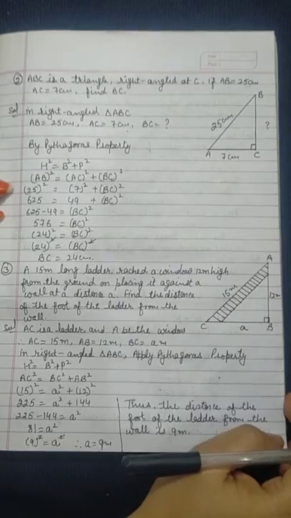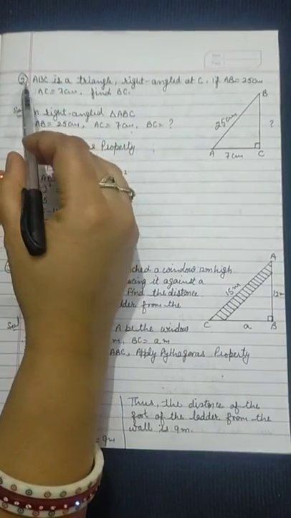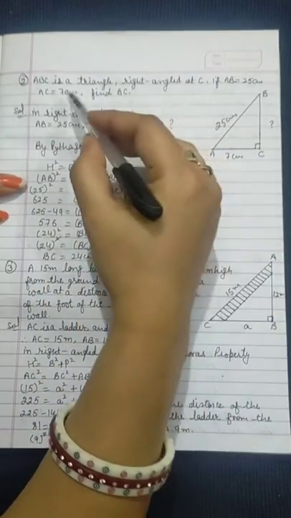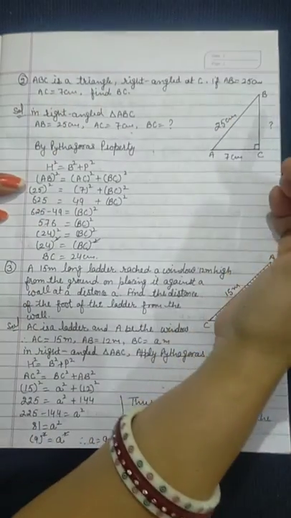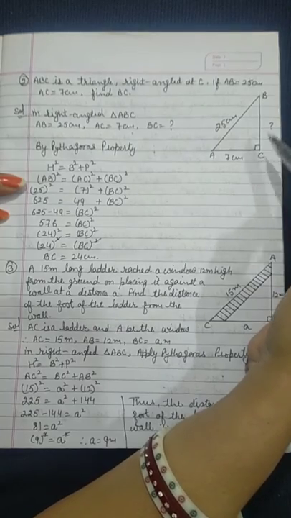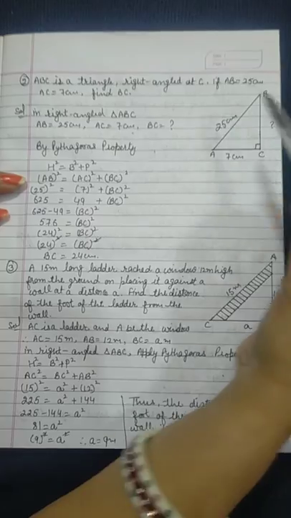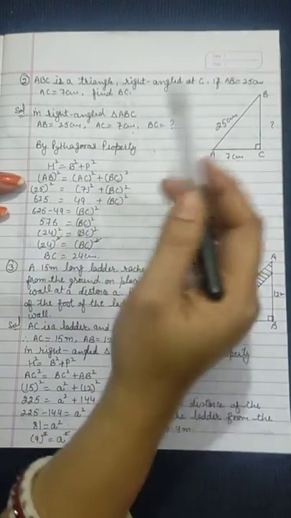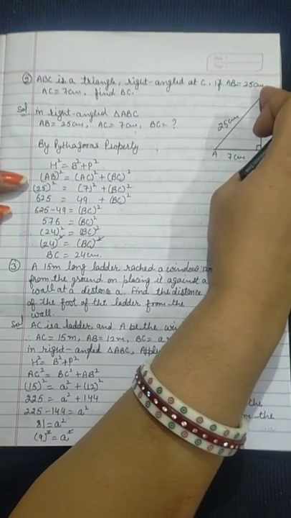Now next, question number 2. ABC is a triangle right angled at C. Again, it is a right angle triangle, where C is the right angle here. If AB is 25 centimeters and AC is 7 centimeters, find BC. This one is BC, which we have to find out.